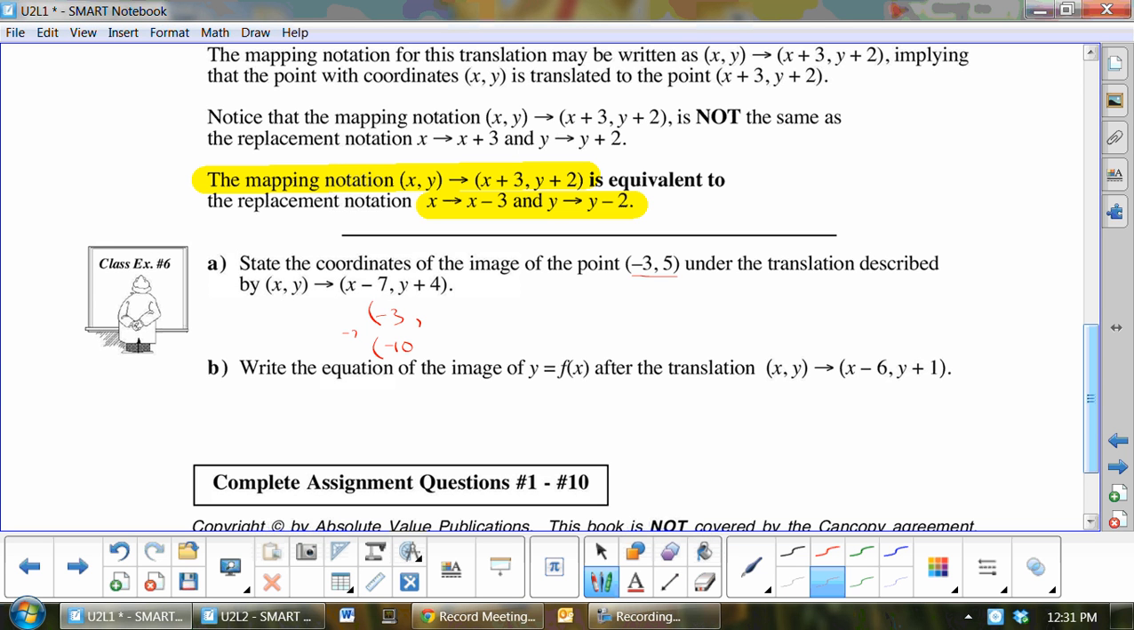And it says take 5 and add 9 to it. And I will get, add 4. Where am I getting that? And I will get 9. I know I got that from somewhere. Okay, so the new point would actually be -10, 9.